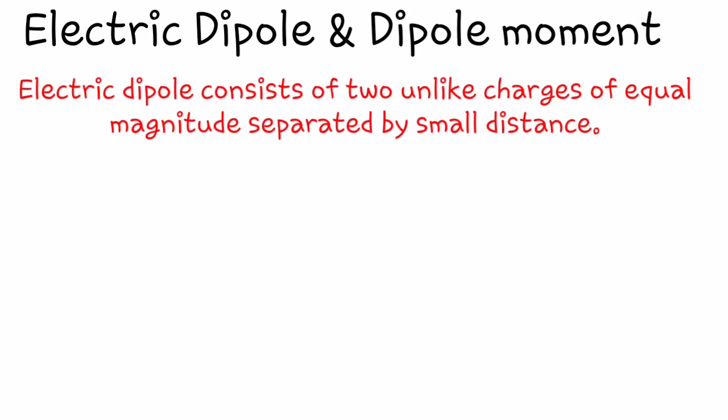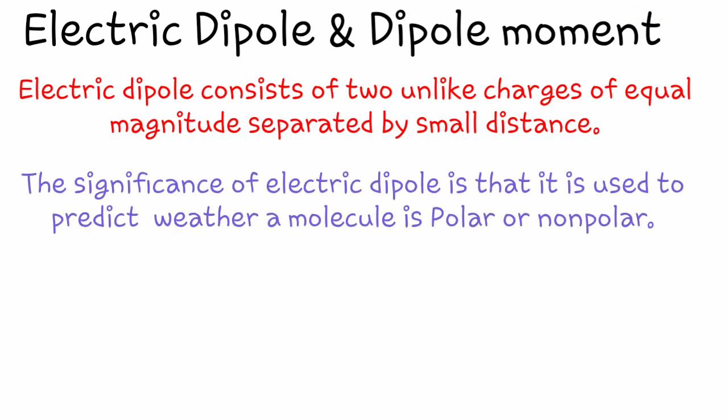Now we are discussing electric dipole and electric dipole moment. An electric dipole consists of two unlike charges of equal magnitude separated by a small distance. A molecule is polar if the center of positive charge and the center of negative charge of this molecule are not at the same place. And if the center of positive charge and negative charge of the molecule are at the same place, then the molecule is non-polar.